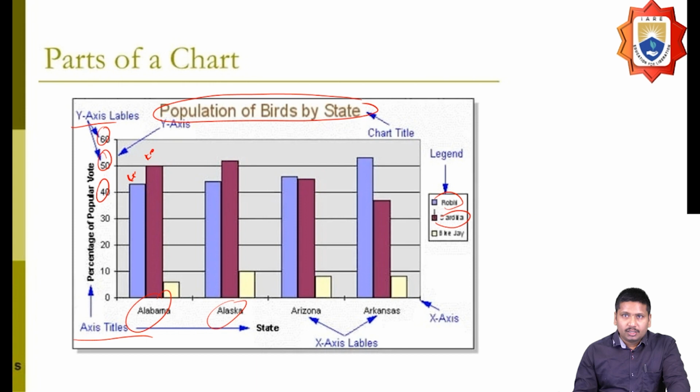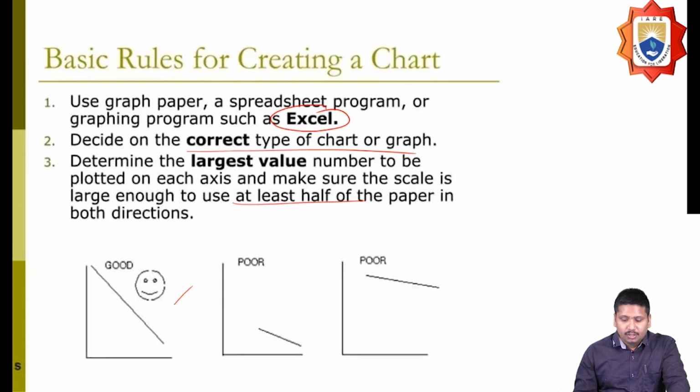So the various parts of the chart I mentioned should be the axis names, and then the title should be compulsory, and then the parameters, what we call the labels, and legends. These should be the compulsory minimum things needed for representing the chart. Some of the basic rules I also discussed: if I want to show any kind of graph, then we have to make use of graph paper, or a spreadsheet program or graphing program like Excel. These are the best tools for representing graphs.